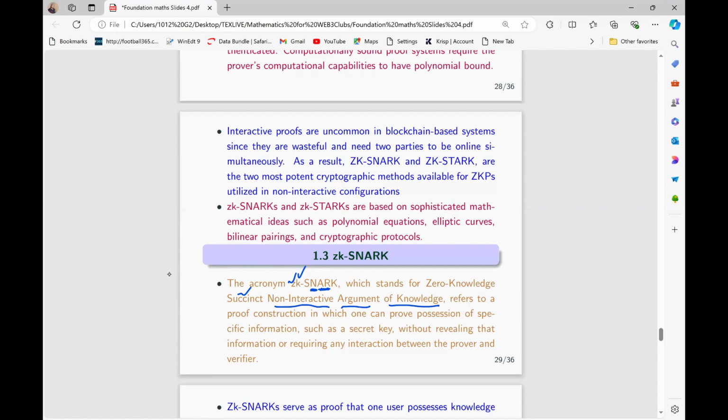It's zero knowledge succinct non-interactive argument of knowledge. Those words, I'll break them down so that we know what they mean. I'll break them down later, just before I'm done with the ZK-SNARK. But again, just to recall, this is a type of zero knowledge proof.